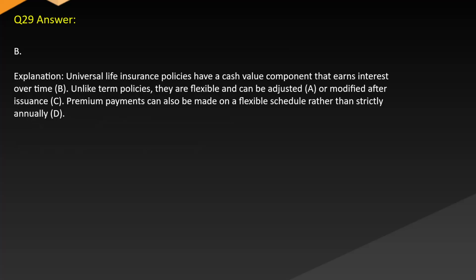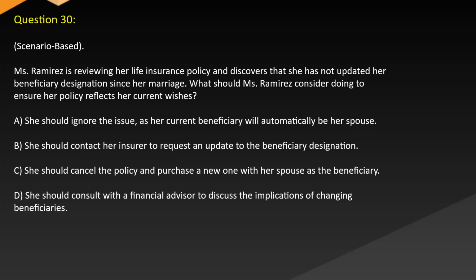Answer B. Explanation. Universal life insurance policies have a cash value component that earns interest over time. B. Unlike term policies, they are flexible and can be adjusted or modified after issuance. C. Premium payments can also be made on a flexible schedule rather than strictly annually. D. Question 30. Scenario-based. Ms.